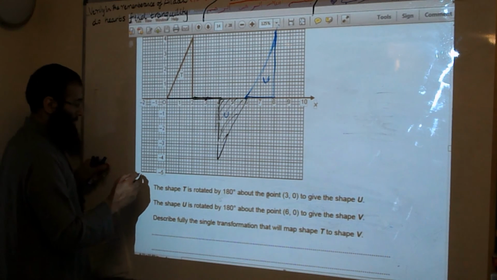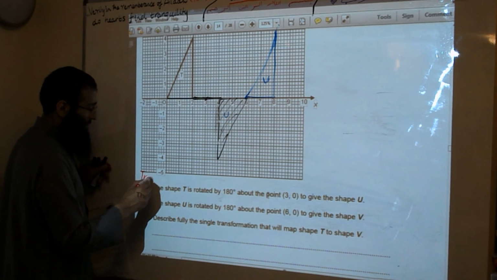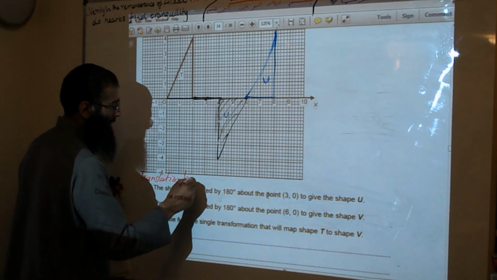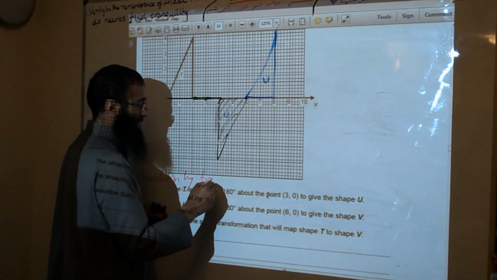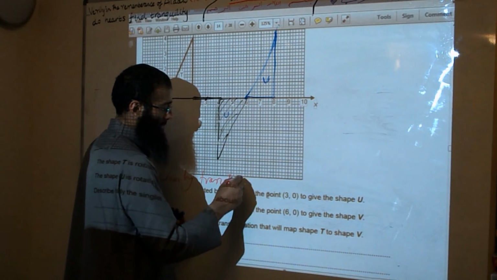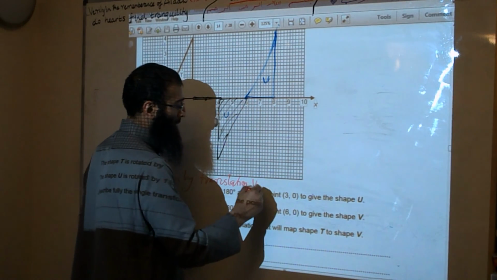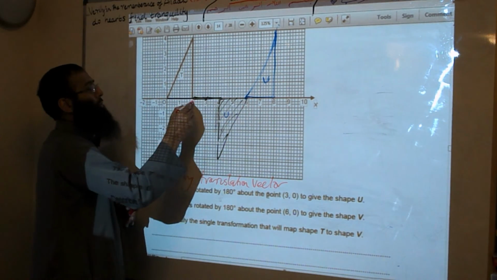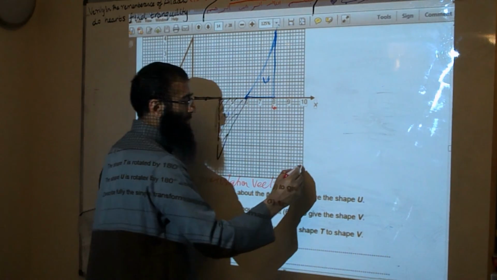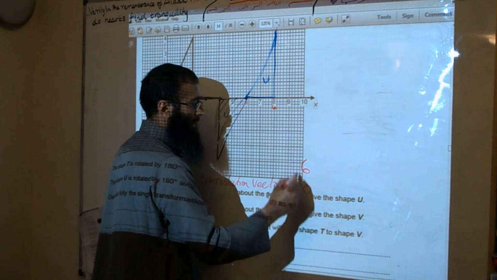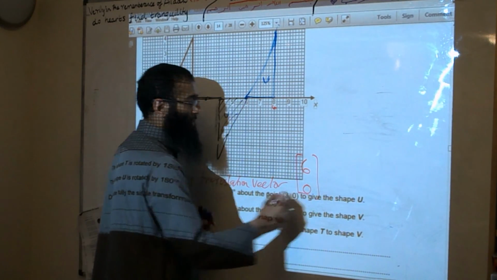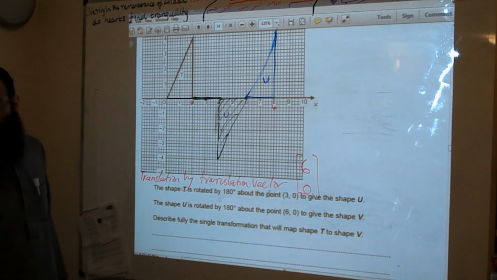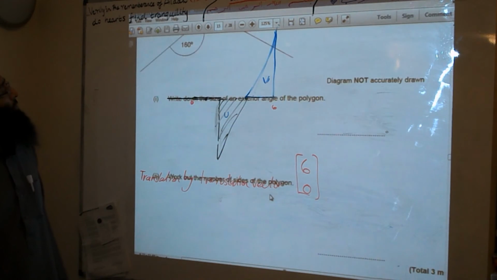Is it a translation? We say it's a translation by translation vector, or by vector. So it started off at 2 and it's gone to 8. So it's gone across by 6 and it hasn't gone up or down, so it's 6, 0. And that's the end of that question. I'll let you copy that down. I'm going to forward on to the next question.